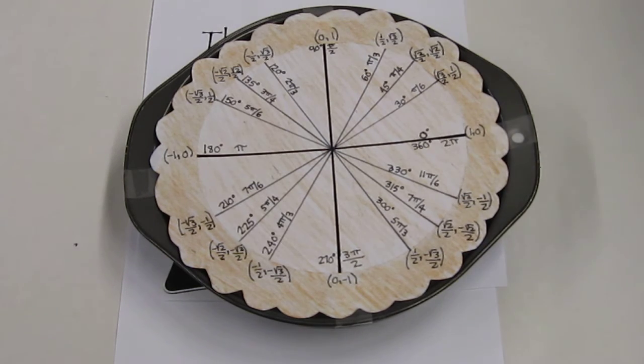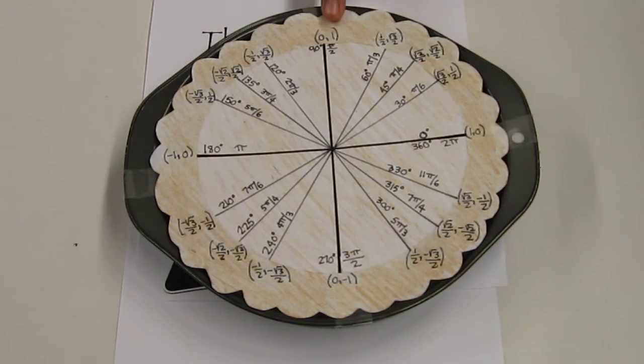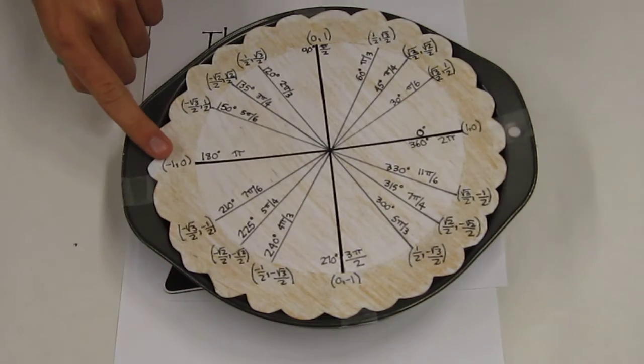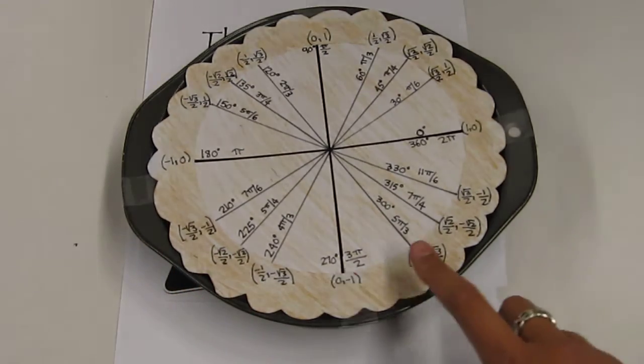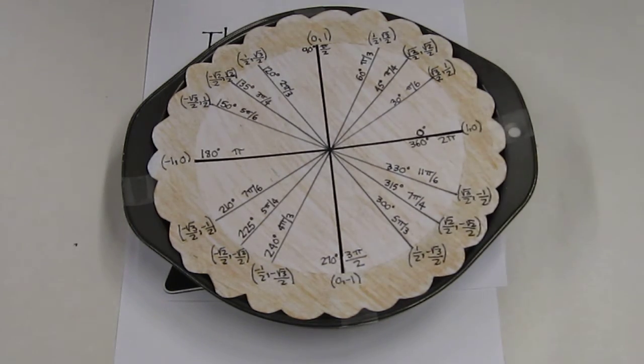The most commonly used ones are 0, π/6, π/4, π/3, π/2, 2π/3, 3π/4, 5π/6, π, 7π/6, 5π/4, 4π/3, 3π/2, 5π/3, 7π/4, 11π/6, and 2π. Now we need to find the points that each of these π's are using trigonometry.